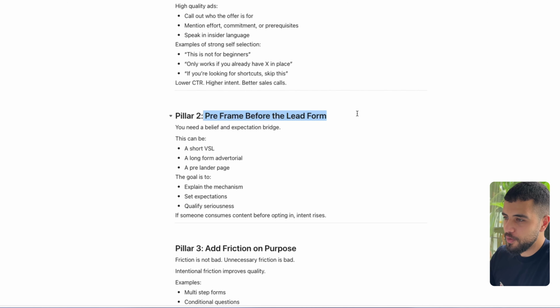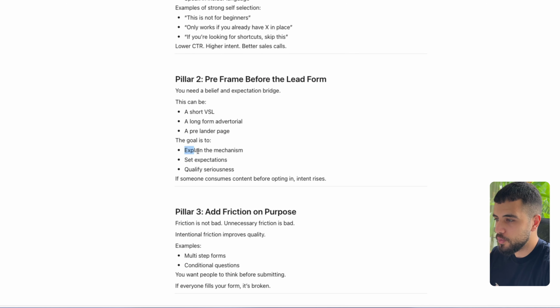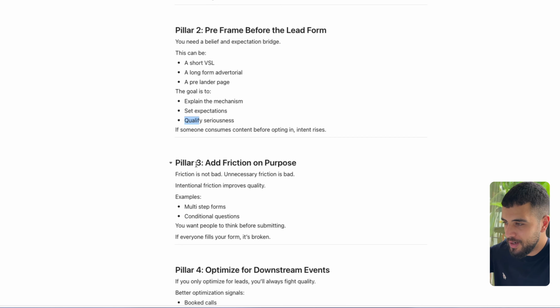Number 2 is pre-frame before the lead form. Again, this one really depends, but generally speaking, a short VSL, long form advertorial, or pre-lander page where you send them to a different page, then to the form as a step in the funnel. The goal is to explain the mechanism that you're using, set expectations correctly, and qualify the prospects basically before they book a call. So these all are basically variants, let's say, of adding friction.